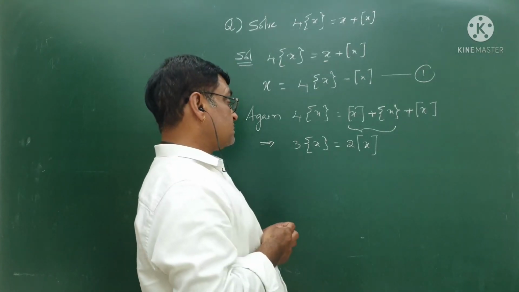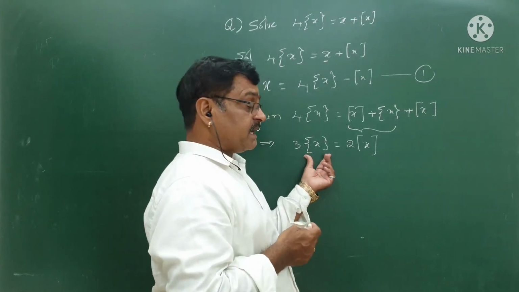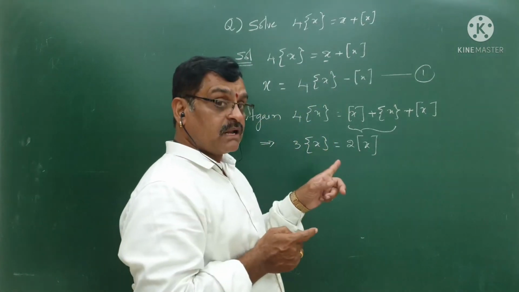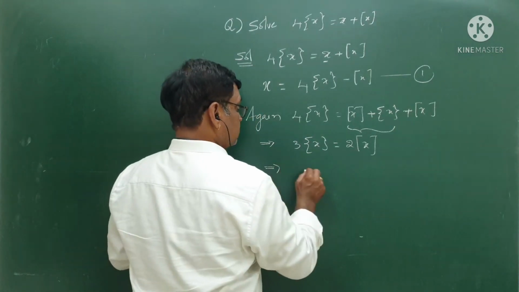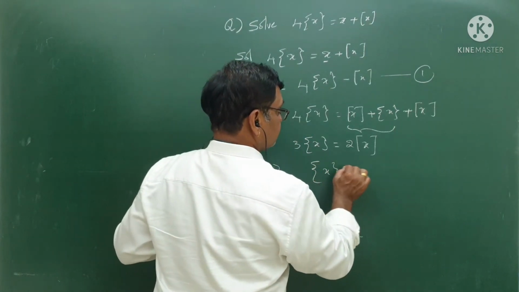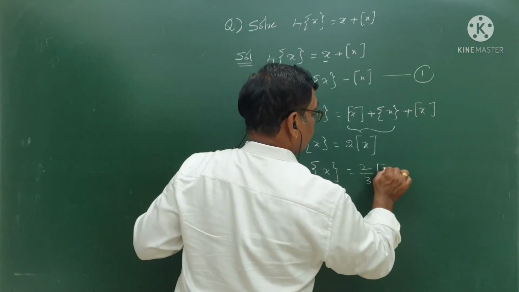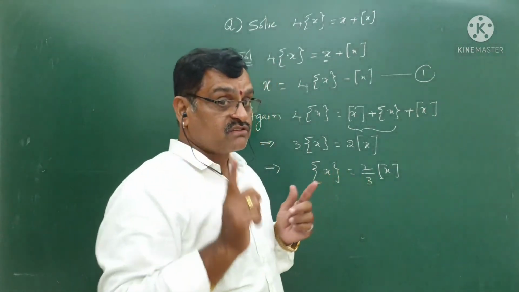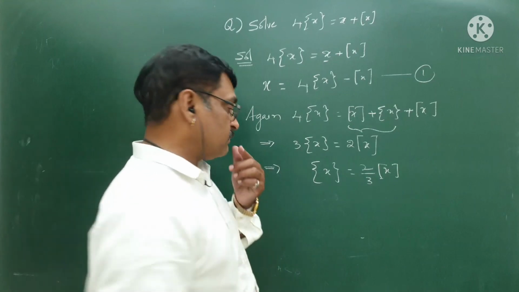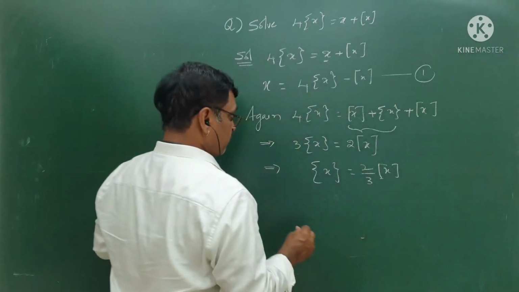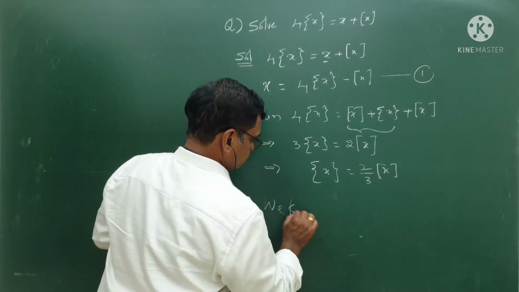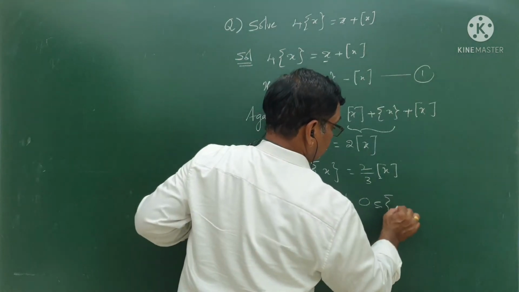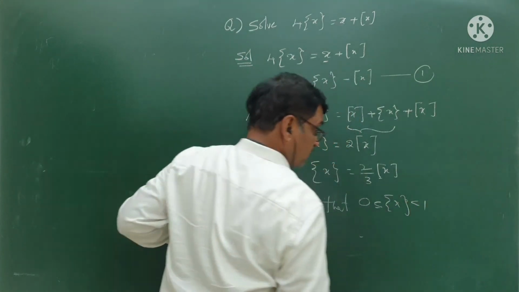Now I can write either fractional part of x as subject or integral part of x as subject. But I know the limits for fractional part of x. That's why what I do, I write fractional part of x is equal to 2 by 3 times integral part of x. Now we know fractional part of x always lies between 0 and 1. Therefore, it also must lie between 0 and 1. We know that 0 less than or equal to fractional part of x less than 1.